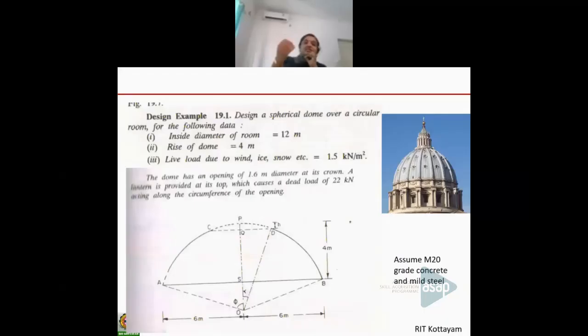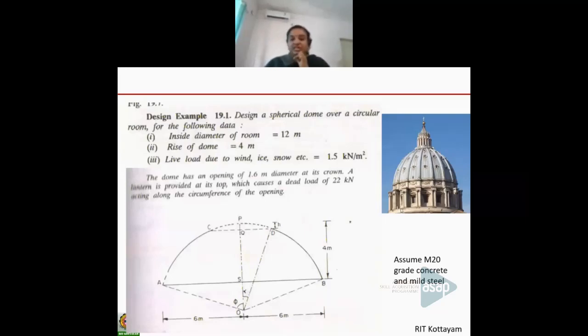We have already seen how the meridional stresses and hoop stresses behave, and what the reinforcement pattern will be to resist these stresses. Another aspect we should consider here is that if the dome is not a semicircular dome, we have to design a ring beam, because the meridional stresses are not exactly coming in the downward direction.